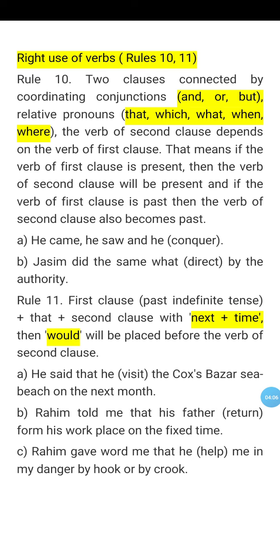Example C, Rohim gave word to me that he helped me in my danger by hook or by crook. In this example, the answer will be, he would help me in my danger by hook or by crook on the next month or on the next week or on the fixed date.